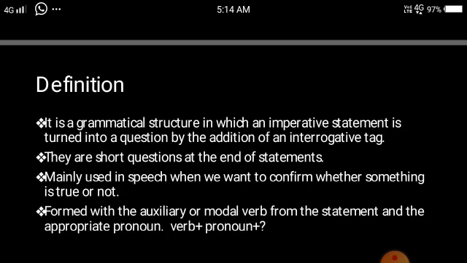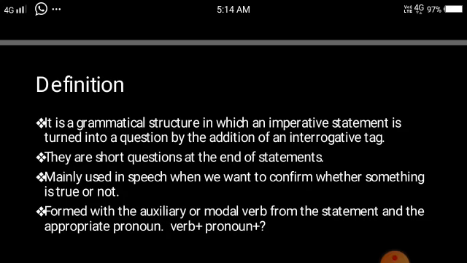Now, when you look at the slide, you will see that the first point says that a question tag is a grammatical structure in which an imperative statement is turned into a question by the addition of an interrogative tag or a question tag. Interrogative means a question. Interrogation means asking questions.